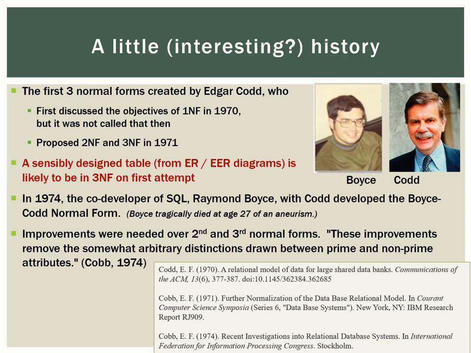And as they mentioned, these improvements remove the somewhat arbitrary distinctions drawn between prime and non-prime attributes. And you've realized that when we look at all the candidate keys, we reduce the number of non-prime attributes. And sometimes those prime attributes need to be removed from the table and placed into their own table. But second and third normal form does not allow for this. So Boyce Codd Normal Form was born.